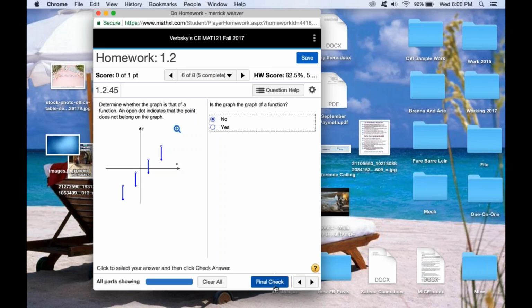Okay. Let me read the directions, so hold on a second. Determine whether the graph is that of a function. No. An open dot indicates that the point does not belong. Okay, so no is correct.